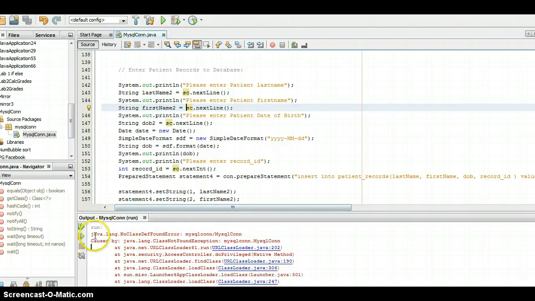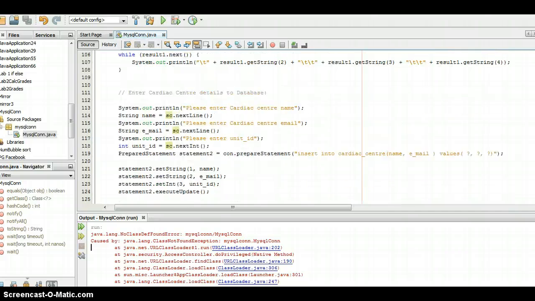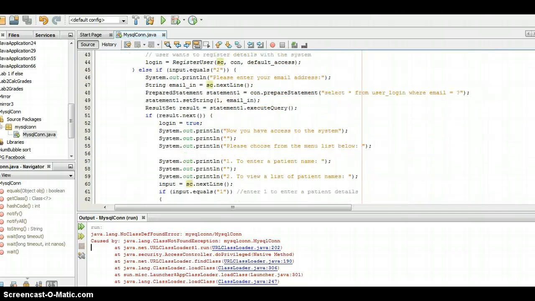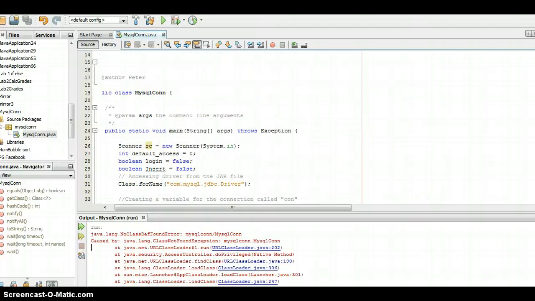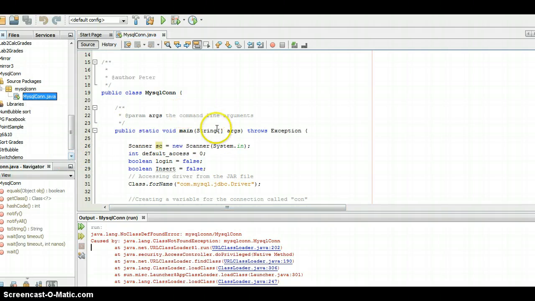I'm coming up with this error message here. This tells me that it can't find the class, which is up here, which is the public class for the name of the MySQL. So I was just having problems with that. So that's why I can't show you how it inserts into the database.